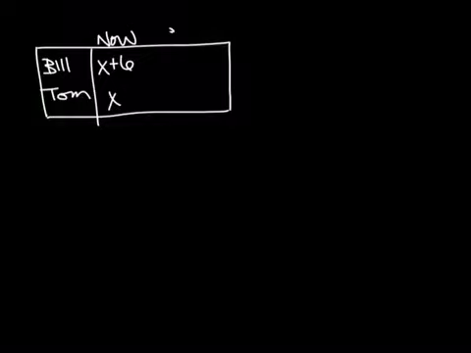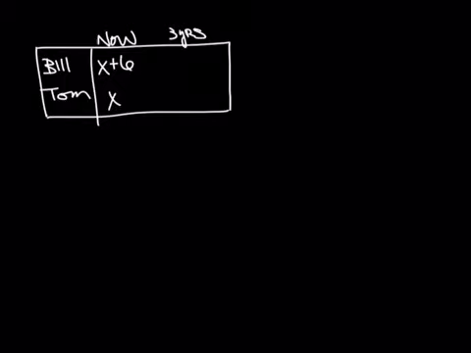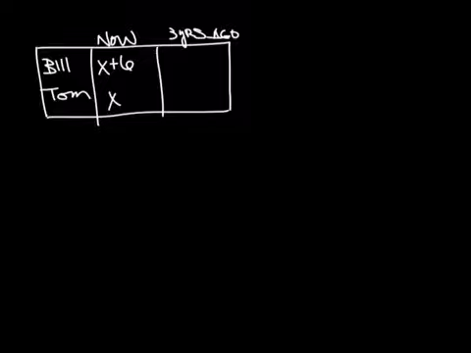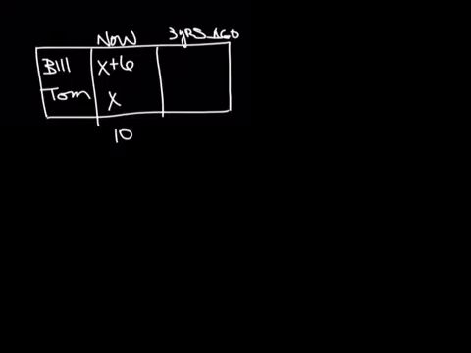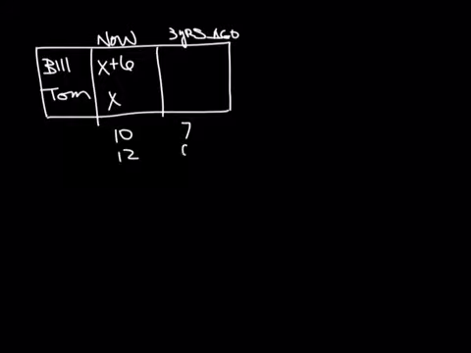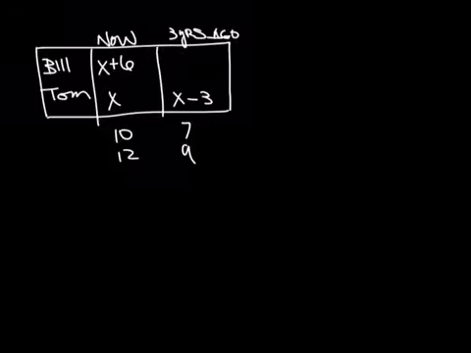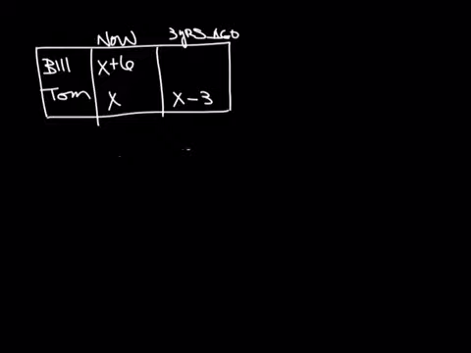3 years ago, what do we know? It says 3 years ago, Bill's age was 4 times Tom's age. Okay, so how old was Tom 3 years ago? Well, if he's 10 now, how old was he 3 years ago? 7. Okay, I'm just making up numbers. If he's 12 now, he was 9 3 years ago. So whatever age he is, he was x minus 3. He was 3 years younger.